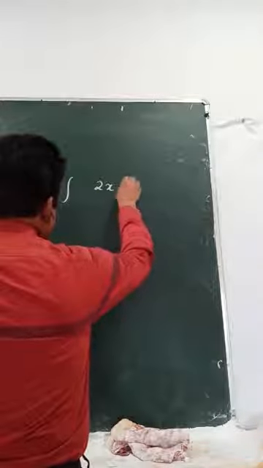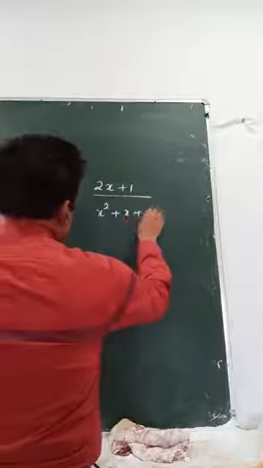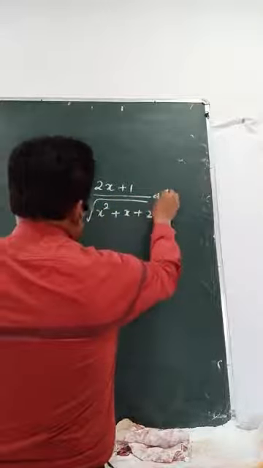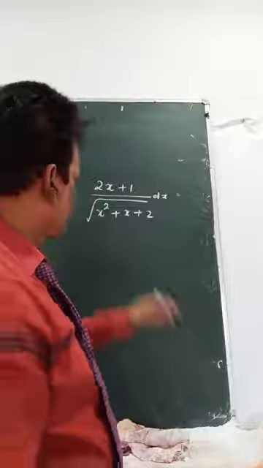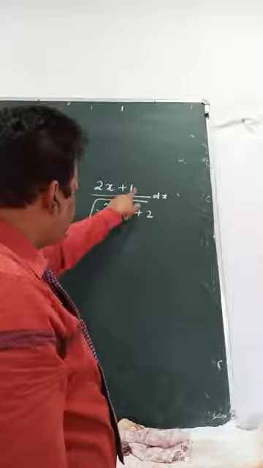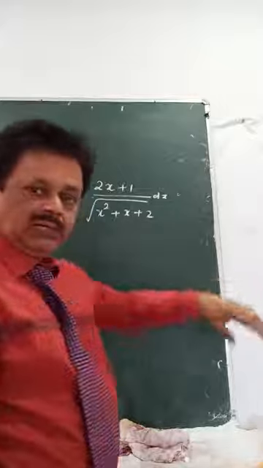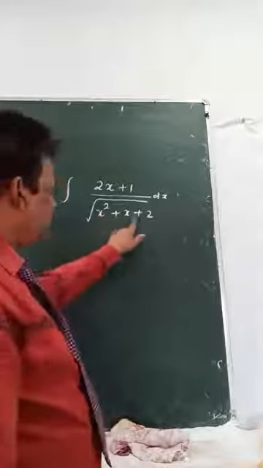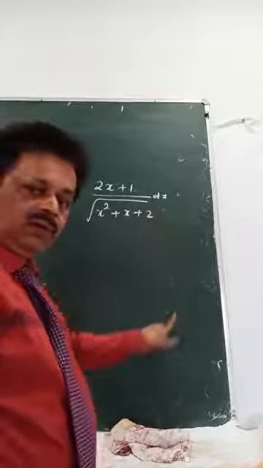2x plus 1 by root of x square plus x plus 2. Every time you check the derivative. X square derivative is 2x, x derivative is 1. That means exactly this. What you did earlier, you took this as t, then dt by dx, find dx. So it was a very long method.